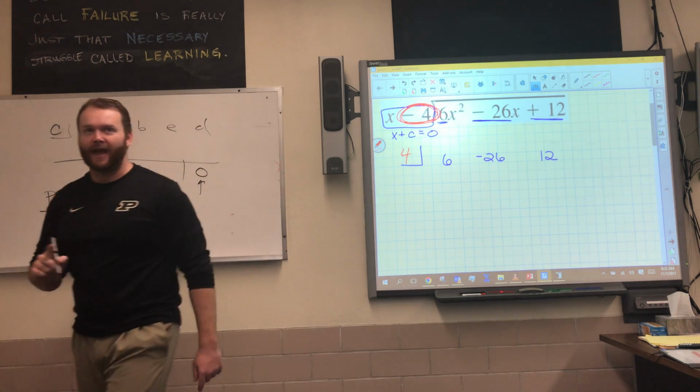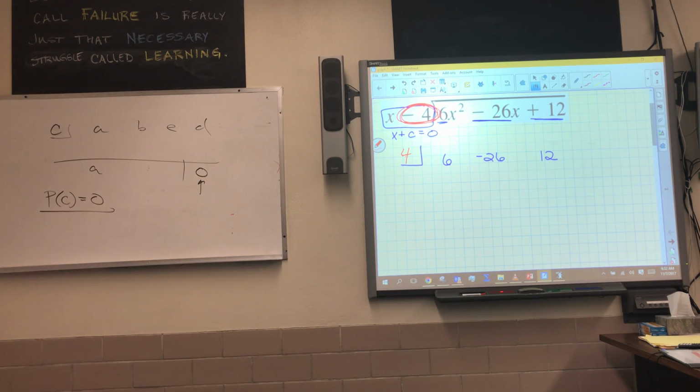Think about what that does. If x minus 4 is a factor, then 4 ends up being a 0. Does that make sense? Eventually, when we use this to tell us something about our graph, the synthetic division is checking for a 0.